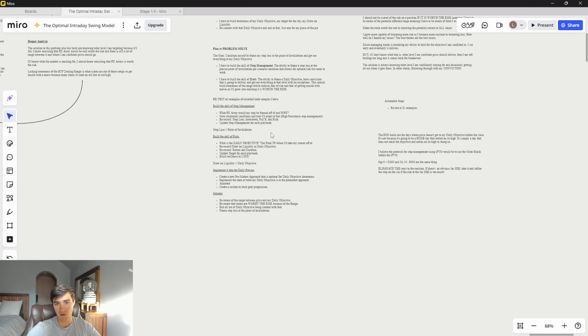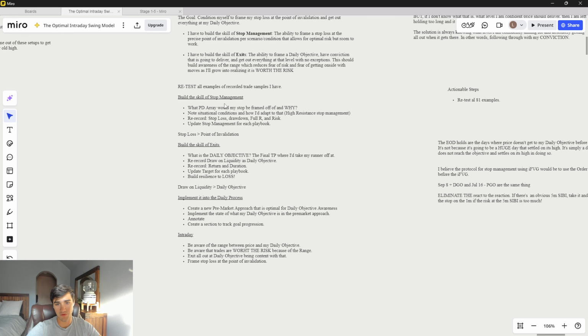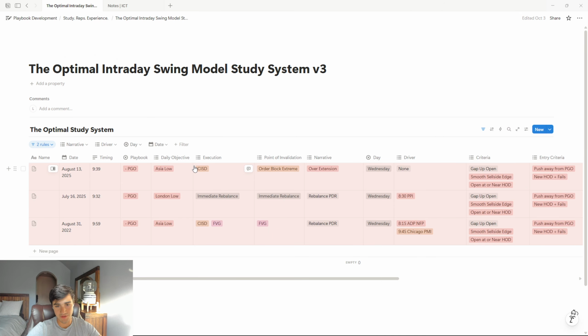If we go to my problem solving model, I'm trying to build the skill of stop management and build the skill of exits. So you can see that's why I have these properties moved to the front, which is execution right here. And I'll explain this right now. Execution is simply the PD array that I would have taken to get me into the trade. So in this case, it would be a change in the state of delivery or an order block.